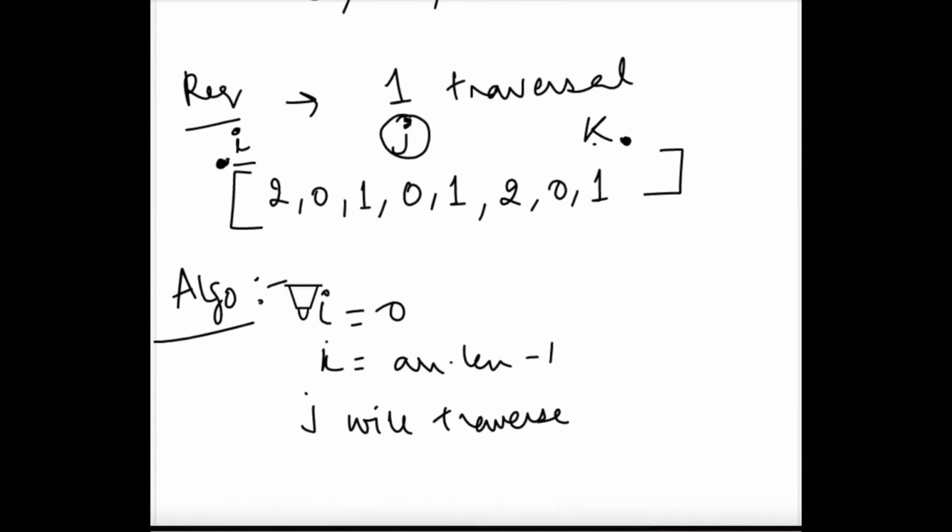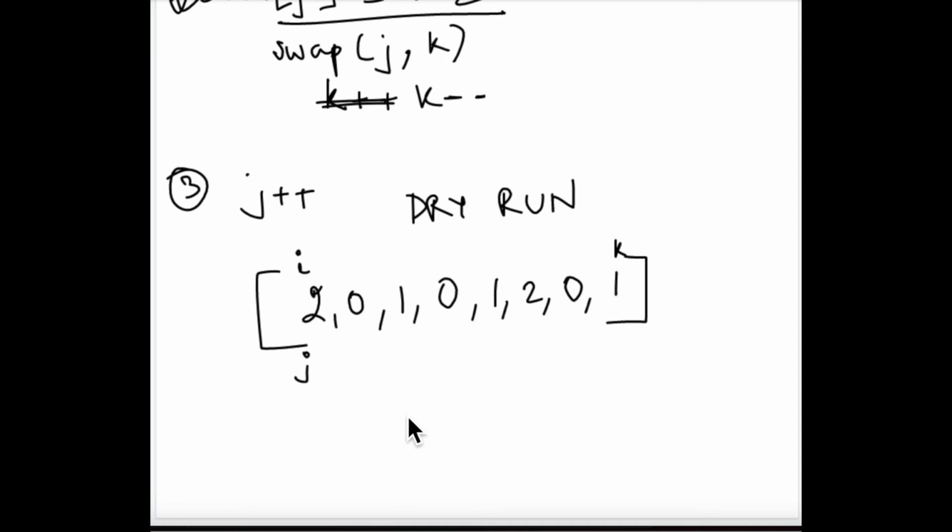But overall, the pseudocode is something like this. Okay, now let's start with the dry run. So now let's quickly begin with the dry run. So I and J are at the same position, and K is at the last. Firstly, J is going to check if it is a 0 or a 2. So it's a 2, so it needs to swap with K. So J and K will swap. So 2 goes at the back and 1 comes over here.